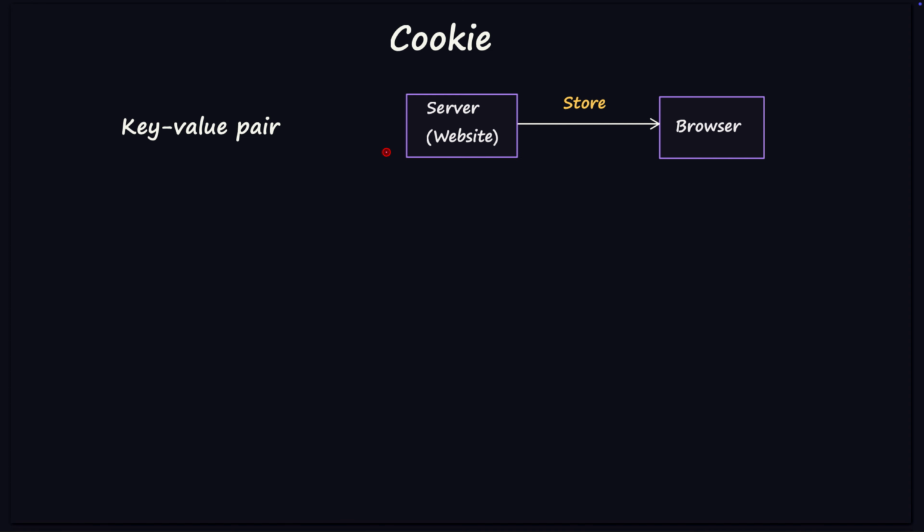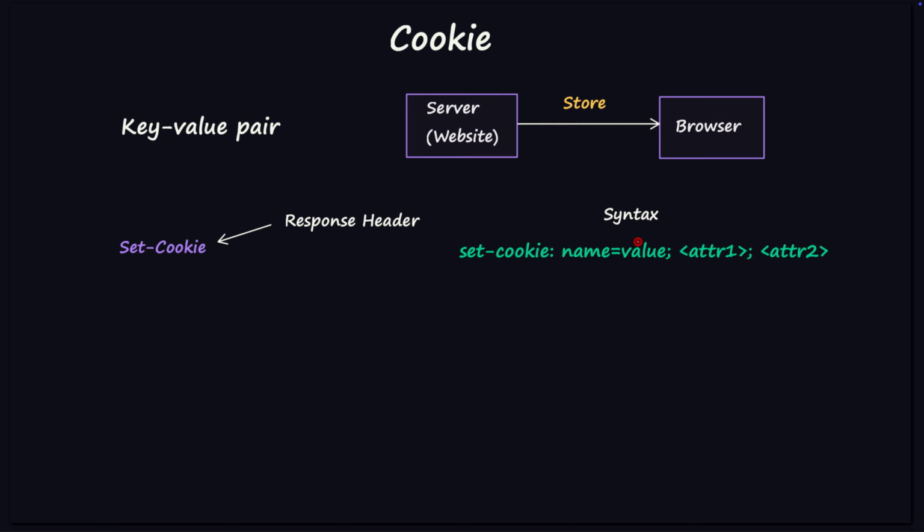Let's understand what a cookie is and how it works in this video. A cookie is just a key-value pair that the server asks the browser to store. It asks the browser to store this information by sending a response header called Set-Cookie. The syntax for setting a cookie in the response header is the header name, Set-Cookie, followed by the value. The value includes the key-value pair and then a set of attributes.